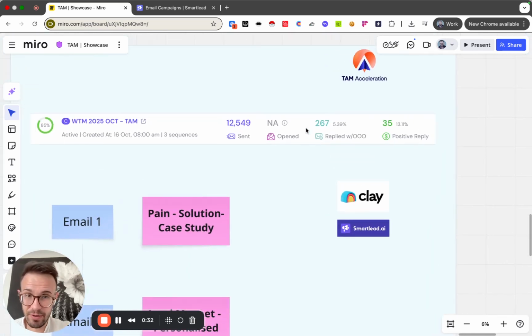I mean, we are speaking about, in this campaign, 35 positive replies. Now this is in the last weeks, we have already converted two of the leads that are coming from these positive replies for 120 thousand expected ARR. So yeah, that's great, right?